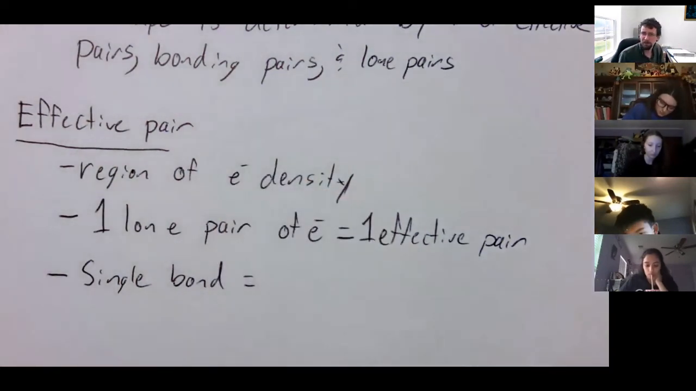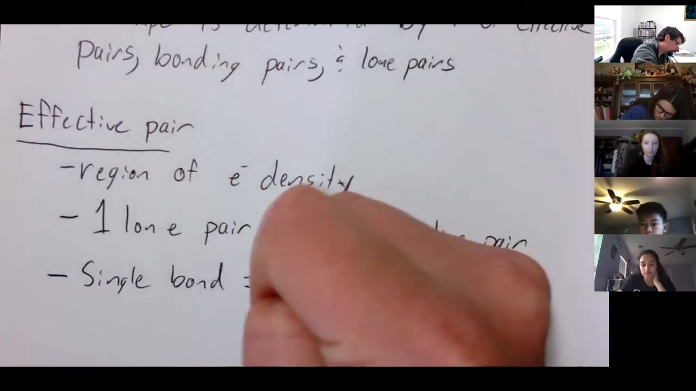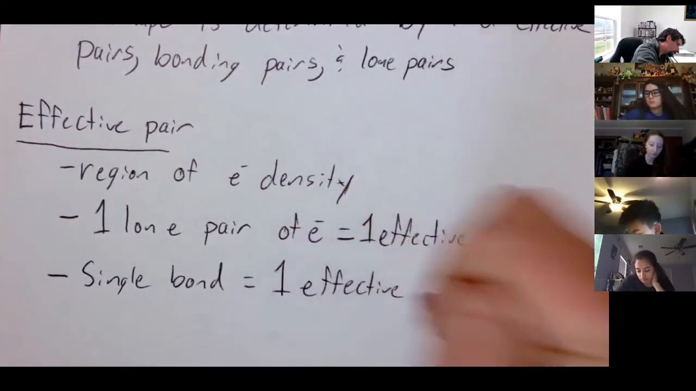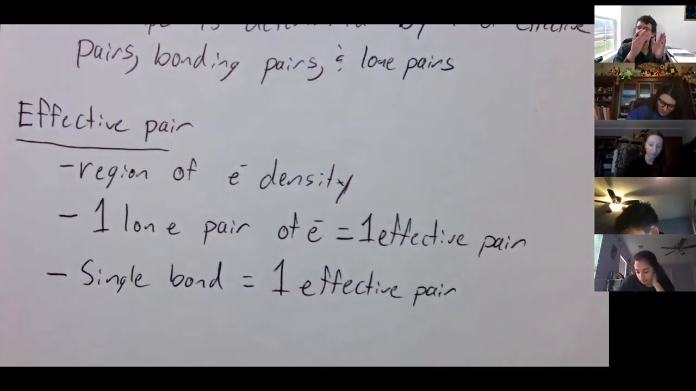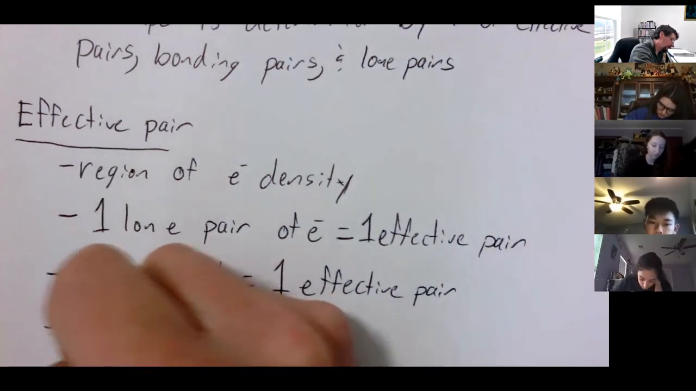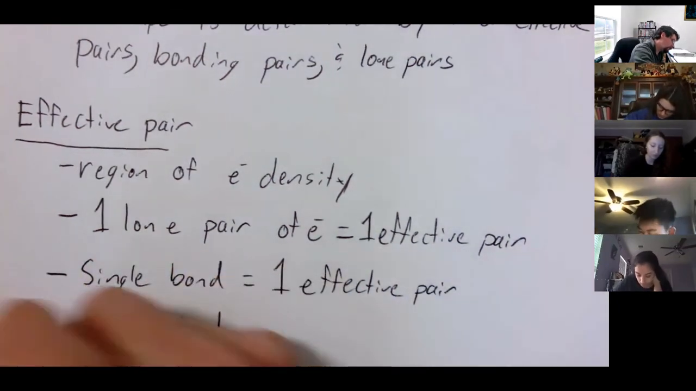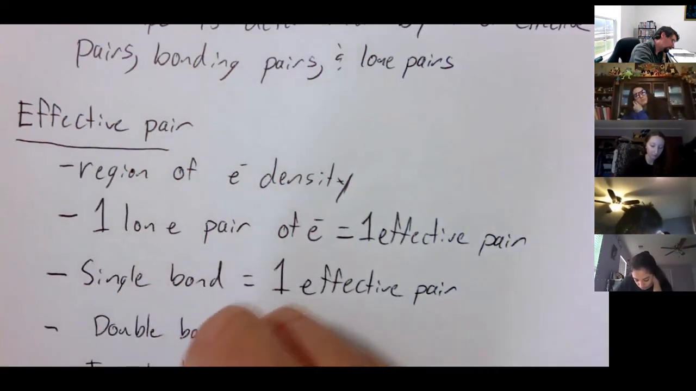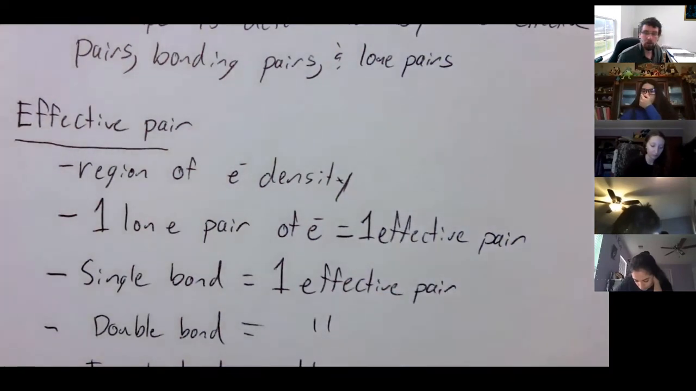What about a single bond? How many effective pairs did we say that one was worth? Or what do you think? How many effective pairs will it be worth? One. Yeah, it's going to be one. Now the tricky part is double bonds and triple bonds also count as one effective pair, one region of electron density. So double bonds and triple bonds are equal to one effective pair.